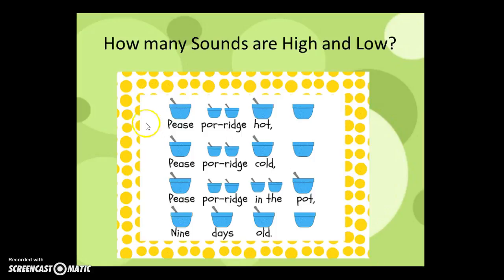So you might see this picture again where peas only has 1 bowl. But if you clap the word porridge, it has 2 sounds. So you'll see 2 little bowls next to porridge. These bowls are going to help represent the sounds or how many sounds are in each of the beats. Okay, and then if you clap hot, that's only 1 sound.